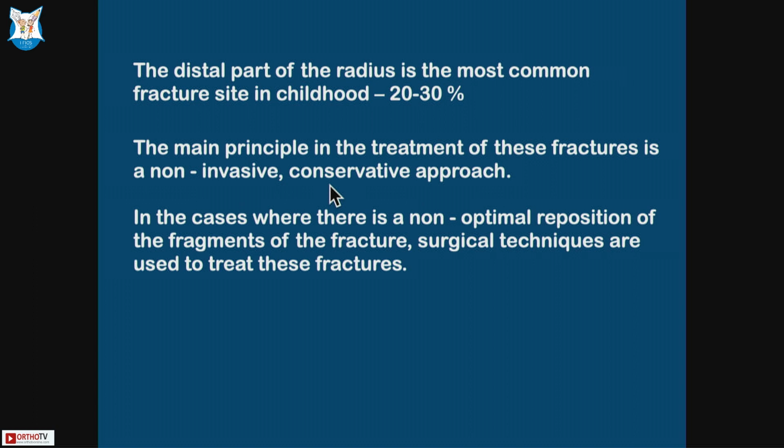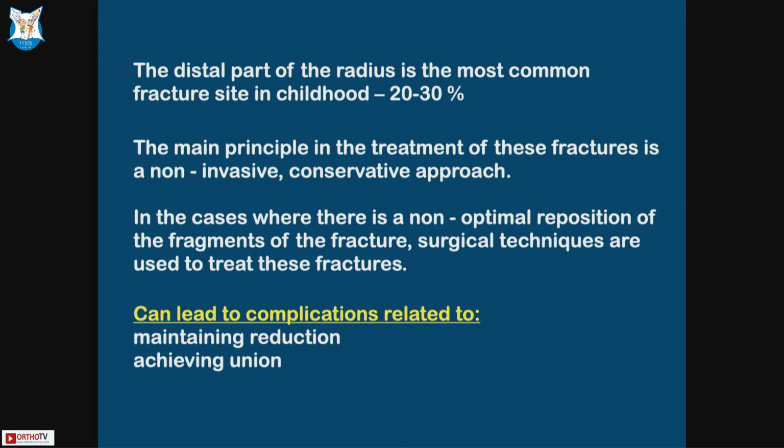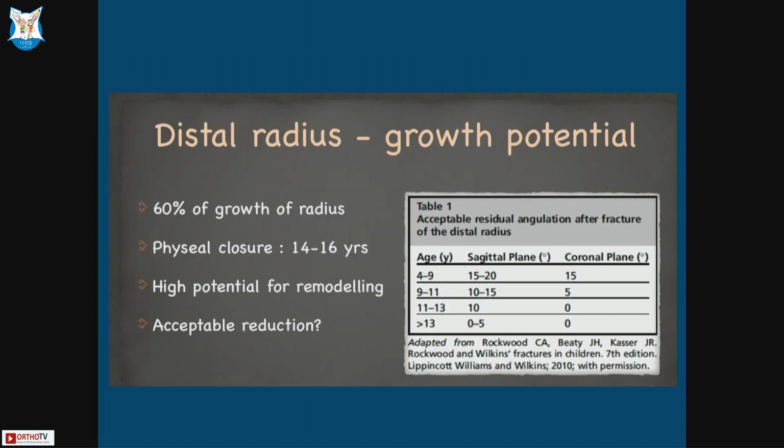In cases where there's a non-optimal reposition of the fragments of the fracture, surgical techniques are used to treat these fractures. They can lead to complications related to maintaining reduction, achieving union, and growth disturbances. What do we know about the growth potential? Everybody has already spoken enough about it, but we do know that 60% of the growth of the radius happens distally. Physeal closure is at 14 to 16 years. There's a very, very high potential for remodeling.